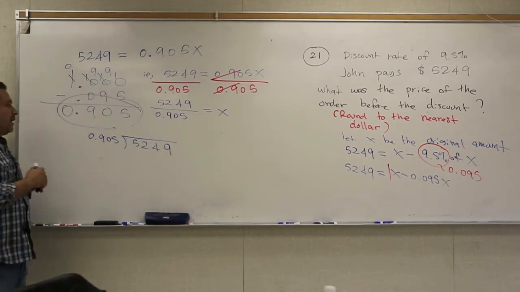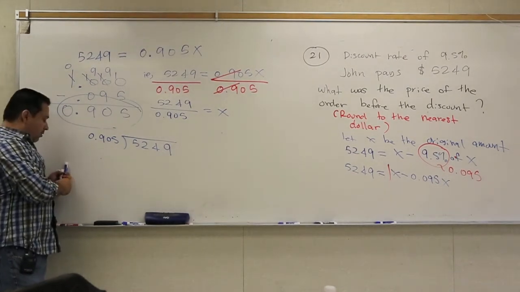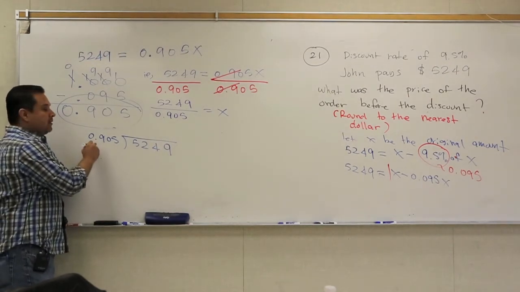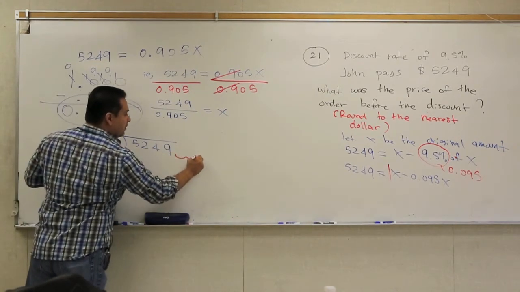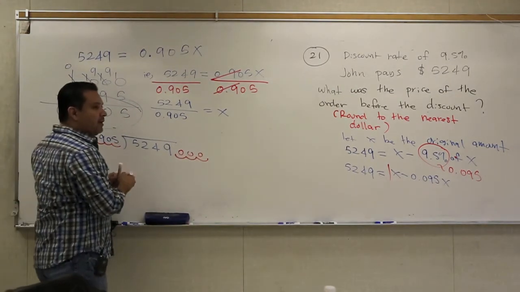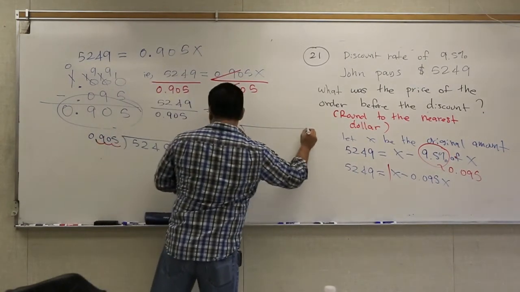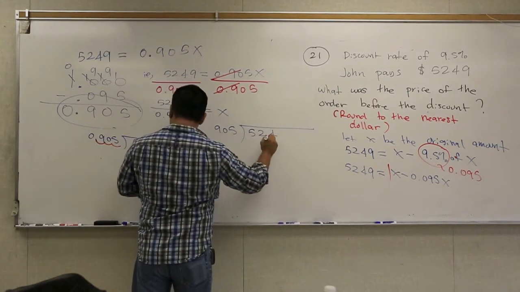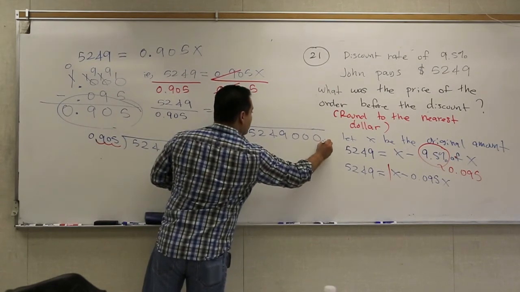Okay, if you guys remember, we said the other day, or yesterday, you're dividing by a decimal. What do you have to do with that decimal? Move it to the right how many spaces? Then you have to move this decimal how many spaces? 3. Fill in the blanks with zeros. So what you're going to have now really is a division problem that's 905 going into, I believe, 5,249,000. And that decimal is back here now.